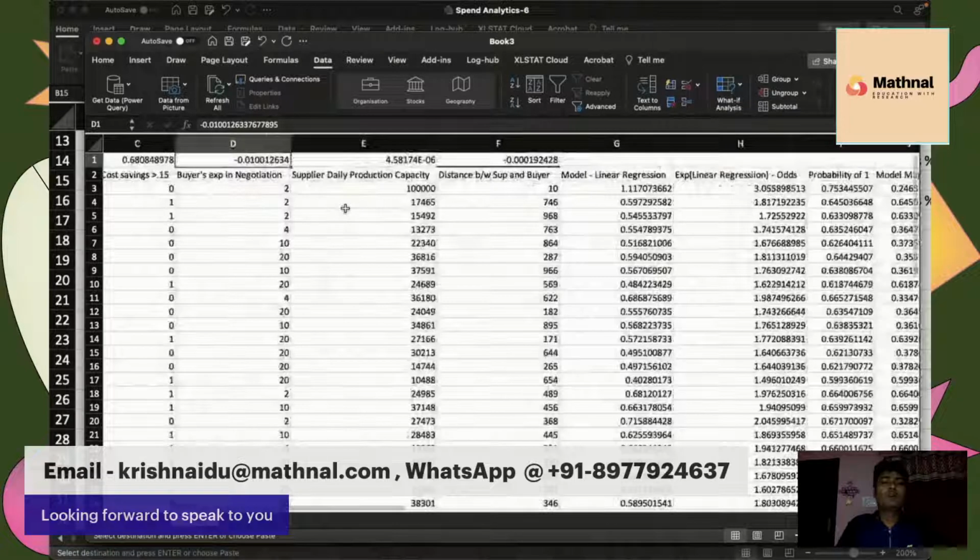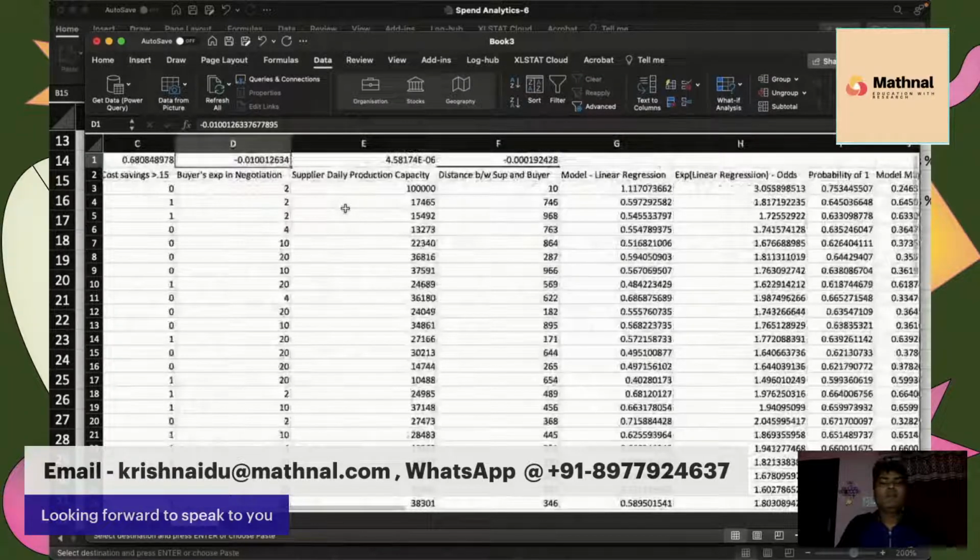And what are the causes? The causes are the buyer's experience in negotiation. If the buyer has longer experience in negotiation, can he do better negotiation or not? Supplier daily production capacity: if the supplier's daily production capacity is very high, whether he can give us better cost savings or not. Distance between supplier and buyer: if the distance between supplier and buyer is less or more, based upon what logic is it going to give us more cost savings or not. So these are the causes which we have chosen, right?